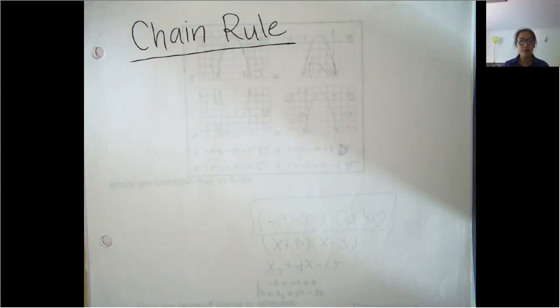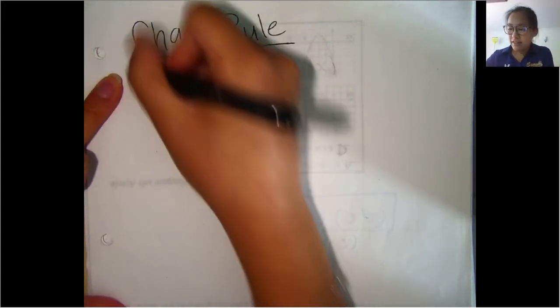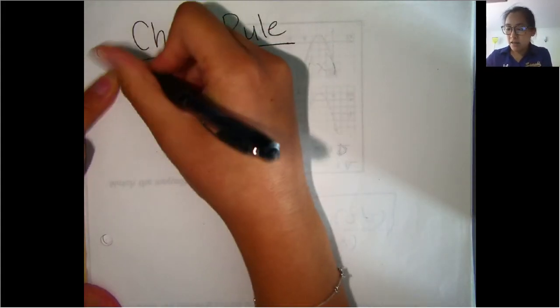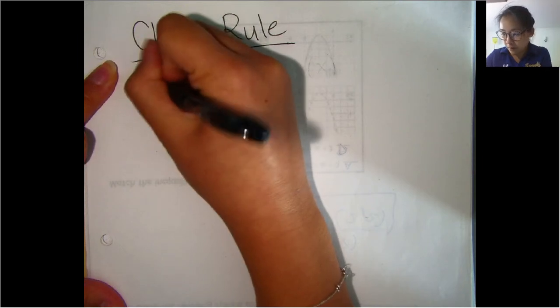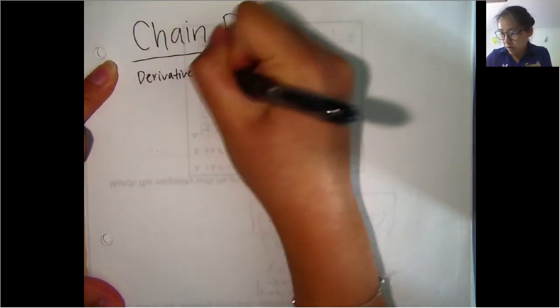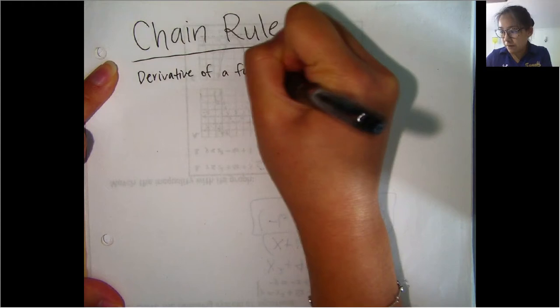Today we're talking about the chain rule. The chain rule is for when you're taking the derivative of a function that has a function within a function. Do you guys remember what that's called? That's called a composite function. Exactly. So this is specifically for when you're taking the derivative of a function within a function.